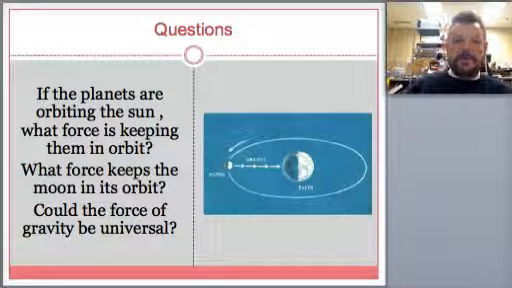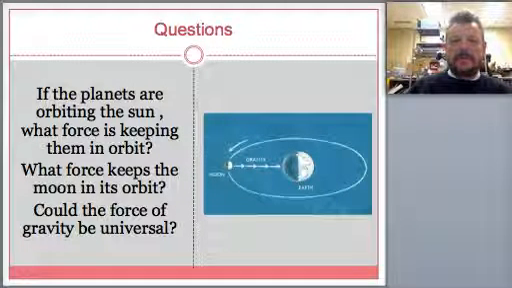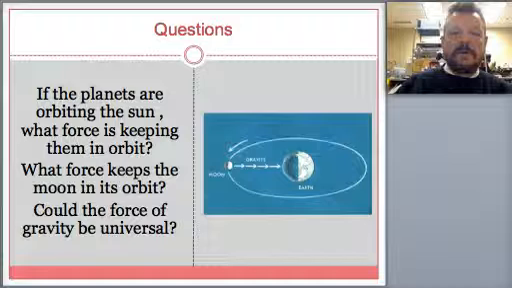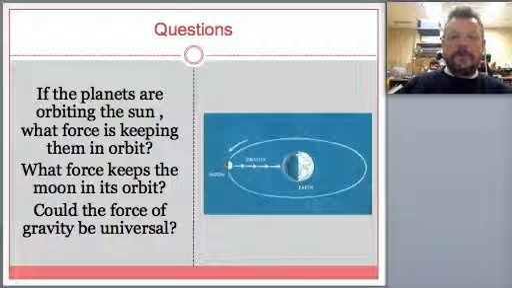Some questions to think about before you come to class. If the planets are orbiting the sun, what force is keeping them in orbit? What force keeps the moon in its orbit? And why could the force of gravity be universal?